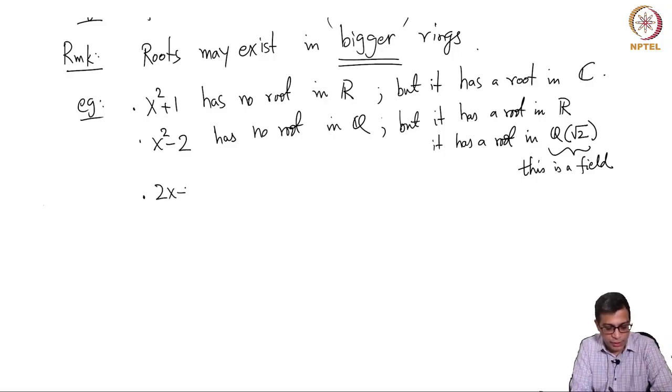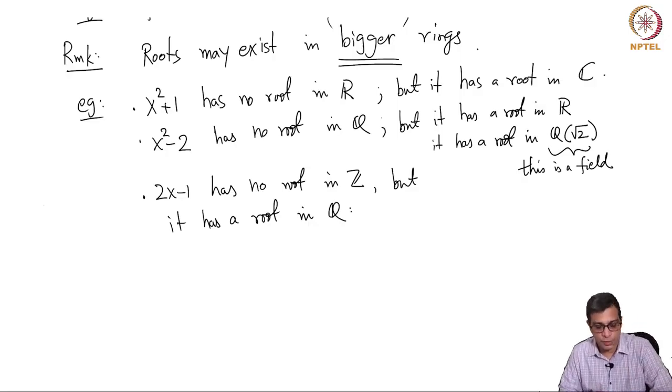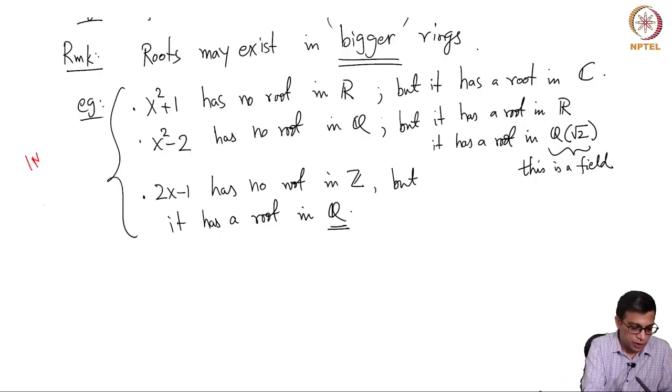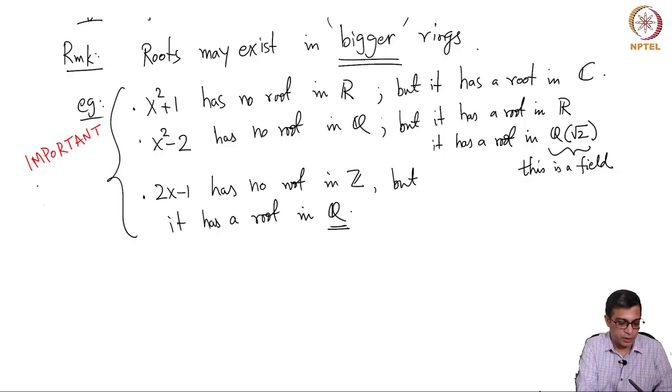On the other hand, 2x minus 1 has no root in Z, but it has a root in Q. 1/2 is its root, but it's not an integer, so it has no root in Z, but it has a root in the rational numbers. This is an important phenomenon for us. The course will analyze this situation where you have a given polynomial over a given ring. The ring itself will not contain roots, but you can construct roots in a bigger ring. So this is an important phenomenon, I'll write it like this for now.